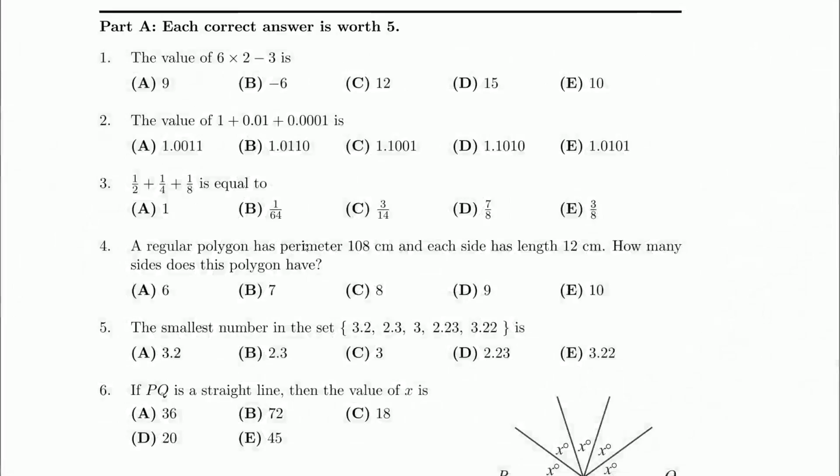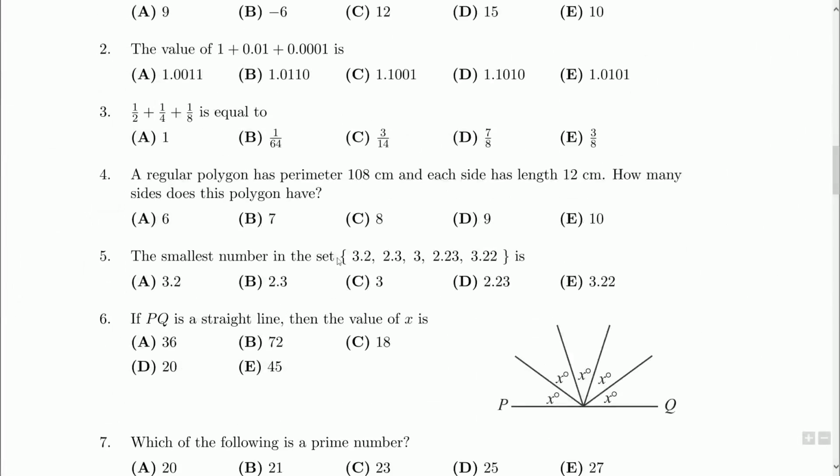Hello, ladies and gentlemen, and welcome back to problem number 4, question 4, on the 2008 grade 7 Gauss paper. A regular polygon has perimeter of 108 centimeters, and each side has length 12 centimeters. How many sides does this polygon have?